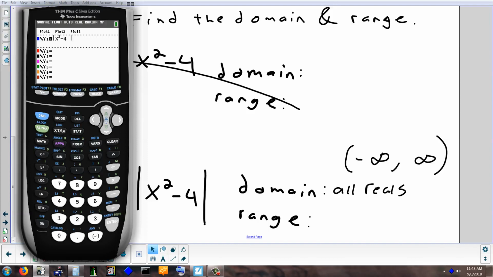Now, this is going to want to be a parabola, right? X squared, that's a U-shape. The problem is the U-shape wants to go below the y-axis. Well, the absolute value is saying, no, you can't. So watch what happens to the parabola. Let me do zoom 6. So it kind of wants to draw a parabola, but once it hits the axis, it can't keep going negative.